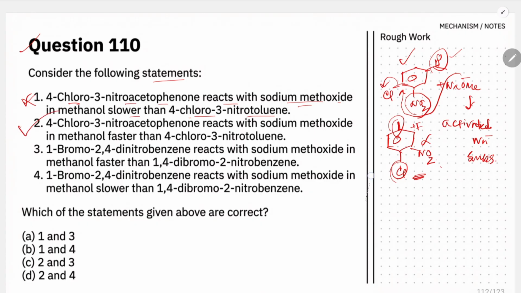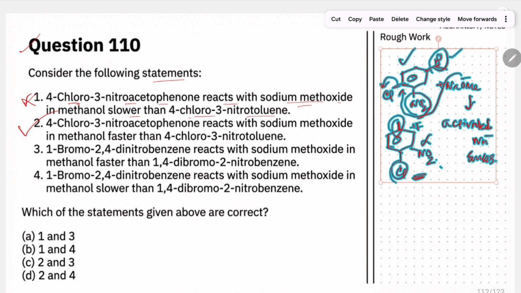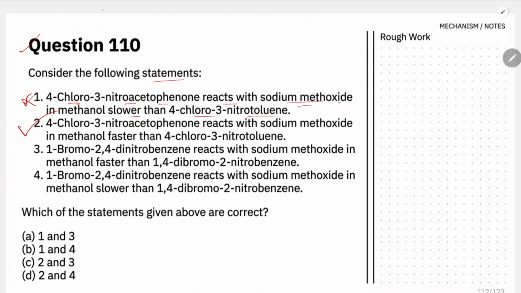Now in the third statement, 1-bromo-2,4-dinitrobenzene. This is a benzene, 1-bromo, NO2, reacts with sodium methoxide, NaOMe, in methanol faster than 1,4-dibromo-2-nitrobenzene.